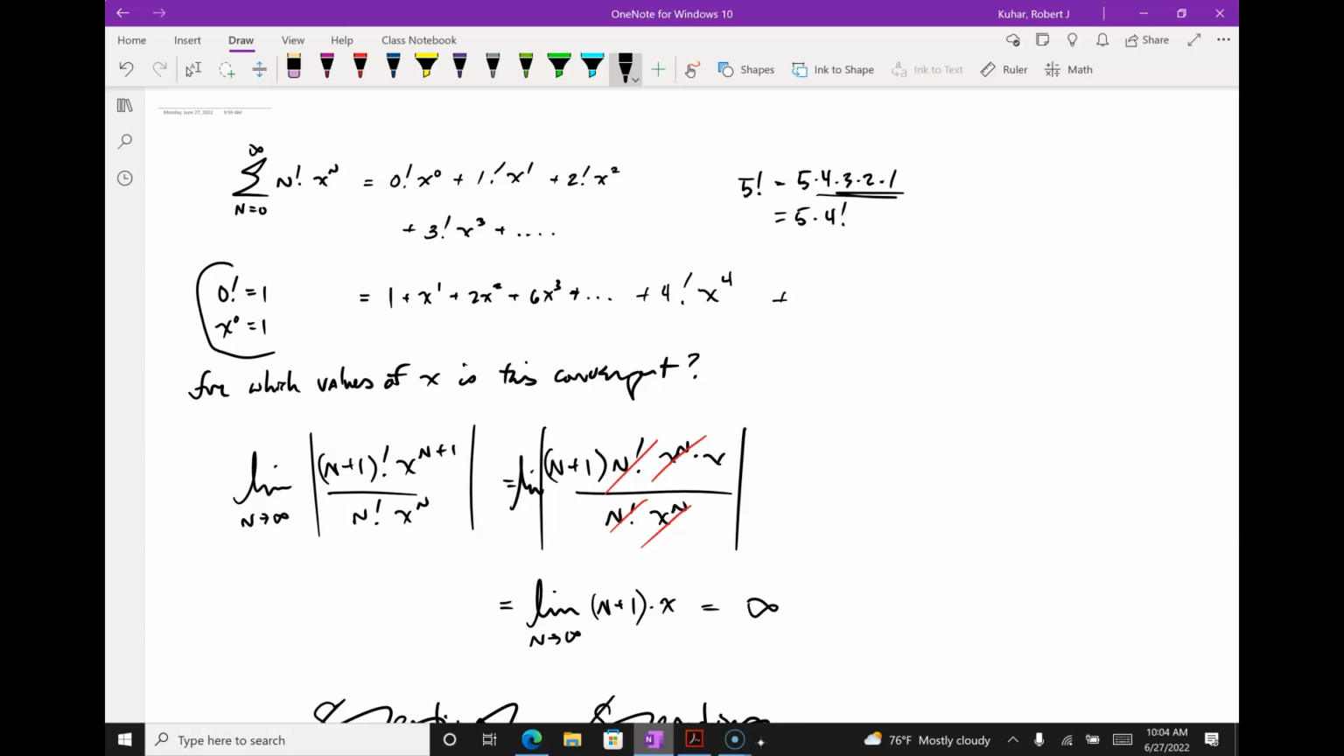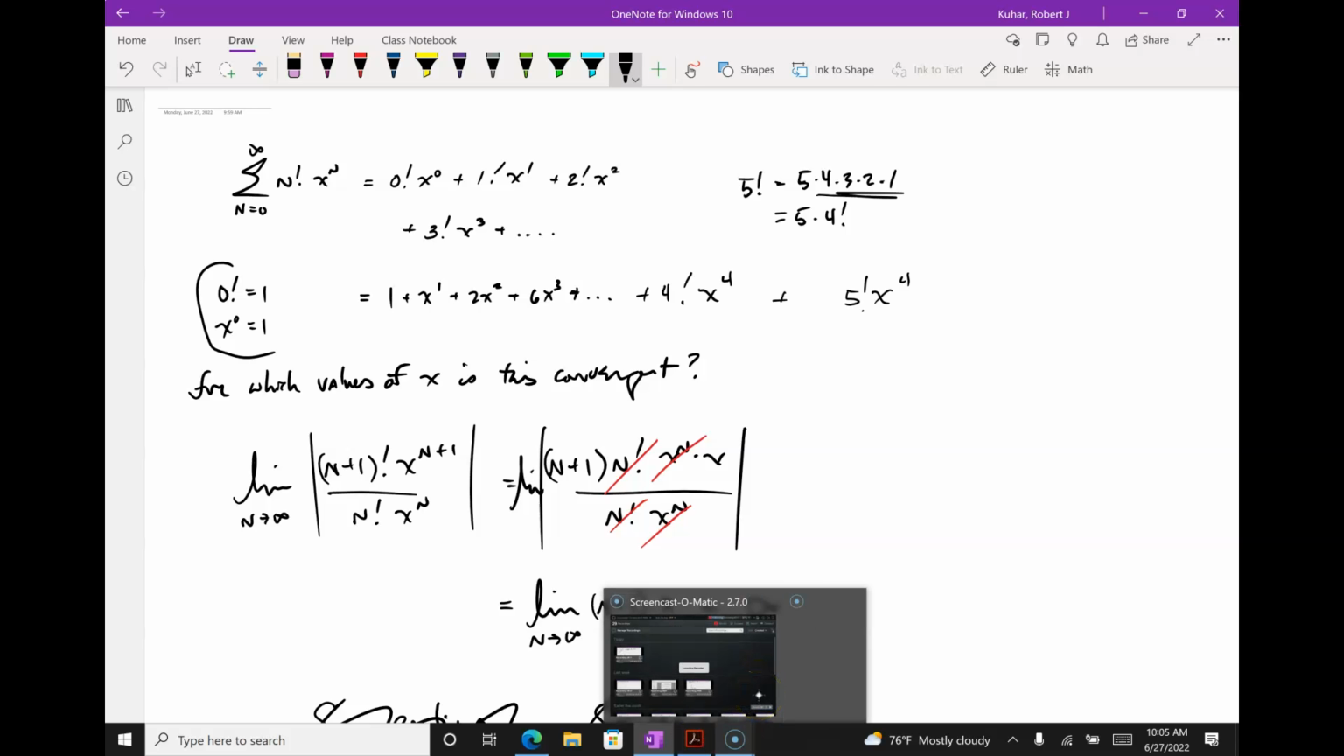So what do you notice that's the issue? The coefficients are getting giant, right? So even if I put small values of x in, like 1/2, the coefficients eventually overrun, because the coefficients are increasing so fast. Say again? Factorial. Yes.